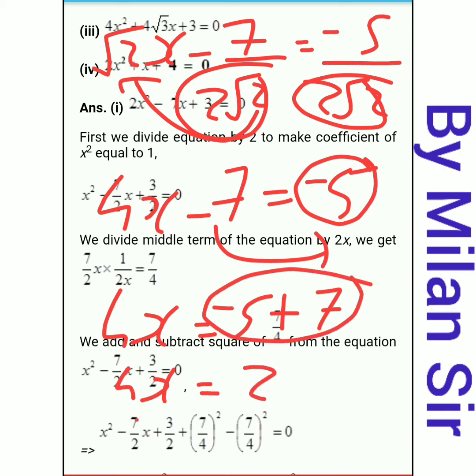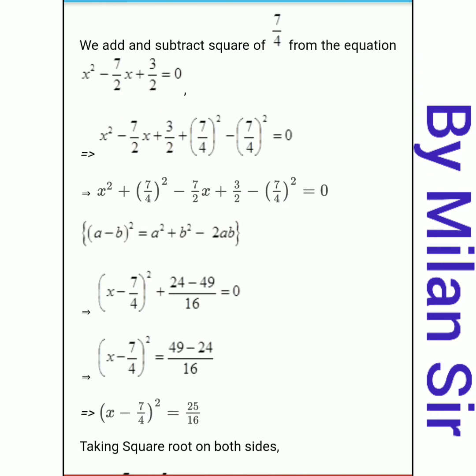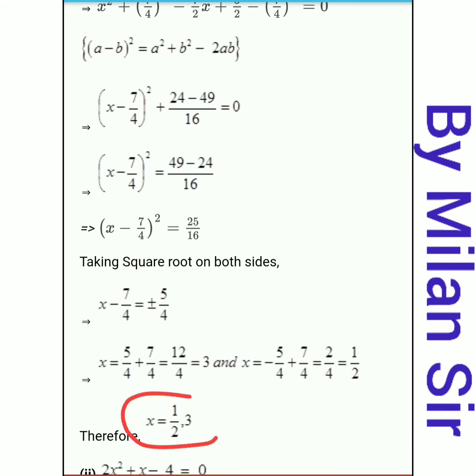The bigger number's sign is positive. Transfer this 4 to the right hand side, it goes to the denominator. So 2 by 4, 1 by 2. So we get the second answer, that is 3 and 1 by 2. So by both these methods we get the same answer.